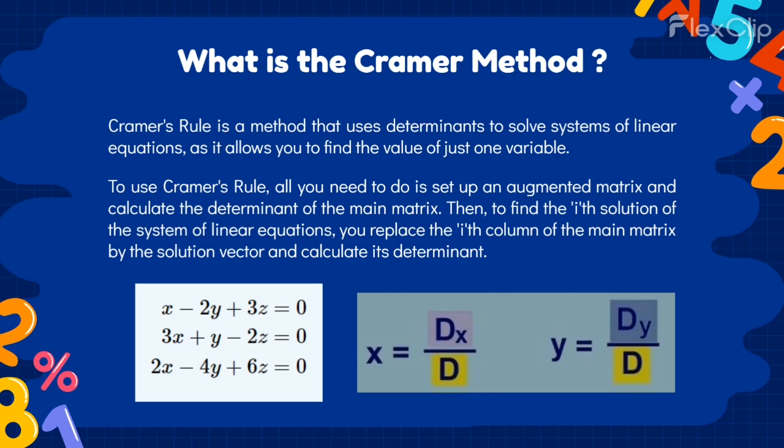Cramer's rule is a method that uses determinants to solve systems of linear equations, as it allows you to find the value of just one variable. To use this rule, all you need to do is set up an augmented matrix and calculate the determinant of the main matrix. Then, to find the solution of one of its variables, we replace the column of this variable in the main matrix with our constants, or the values our equations are equated to.